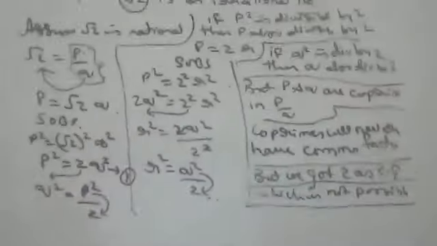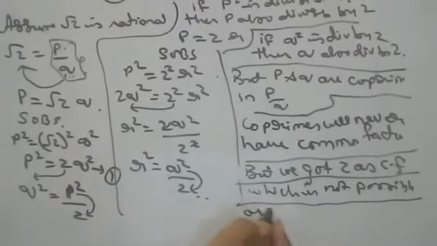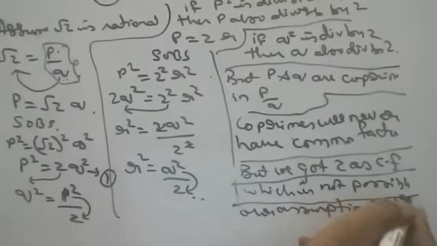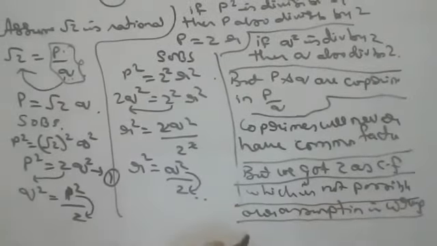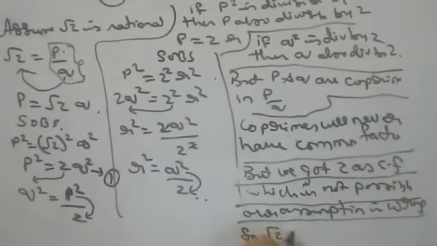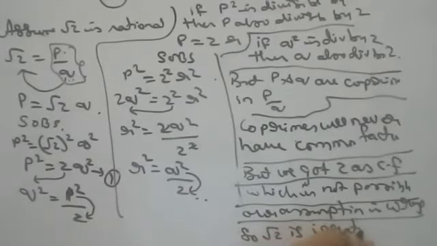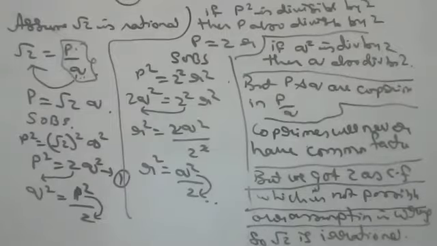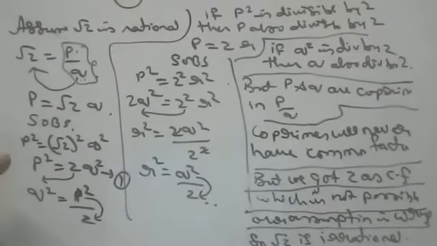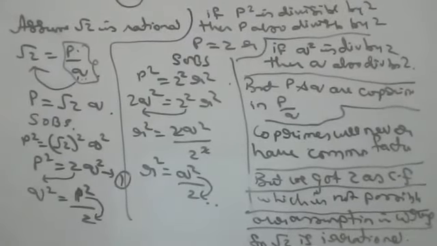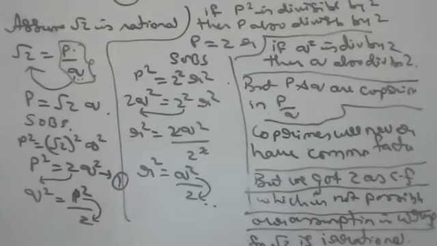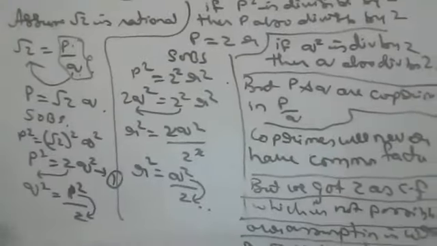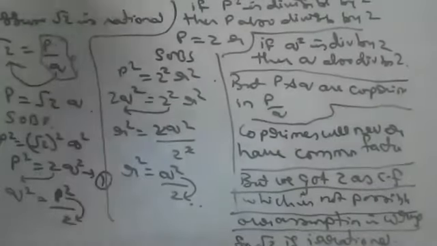When it's not possible, what you will say? Our assumption is wrong. When our assumption is wrong, what does it mean? So root 2 is irrational, not rational. Like this we will do. Protocol is same, procedure is same, proforma is same, everything is same. In this, I will explain root 3 also, children, just by changing the numbers. But you have to do the full sum. The same question I will explain with root 3.